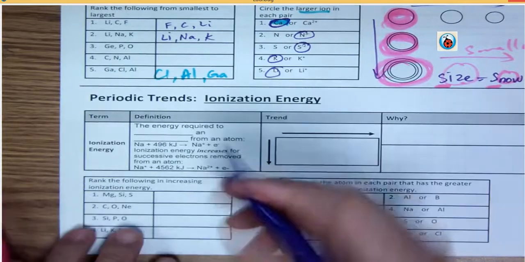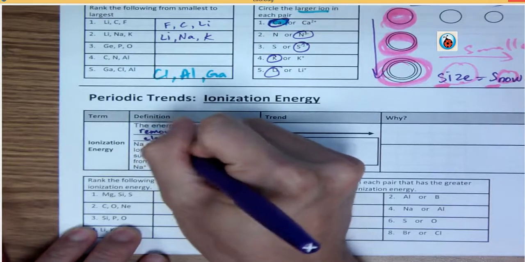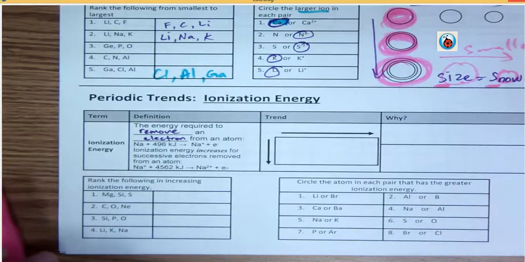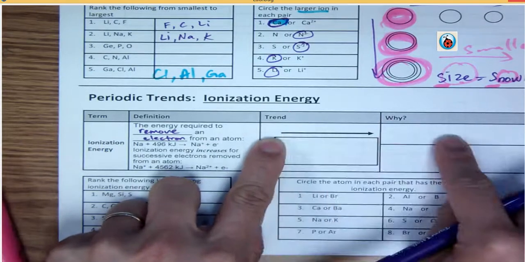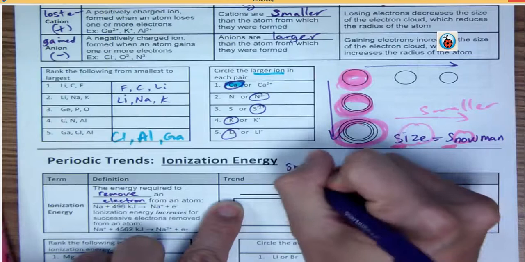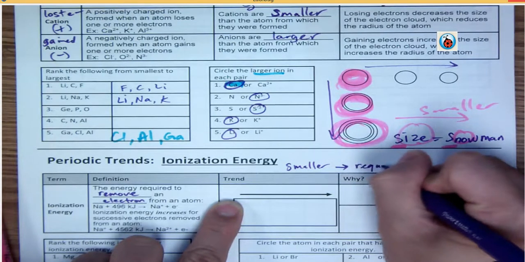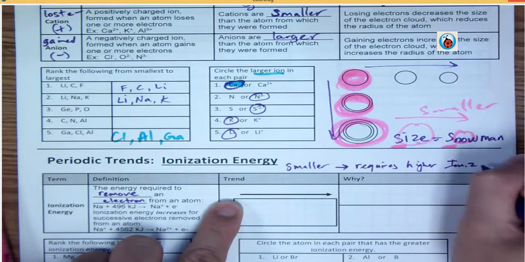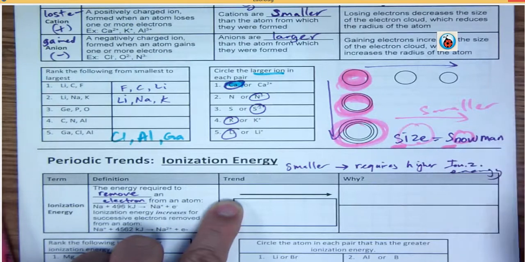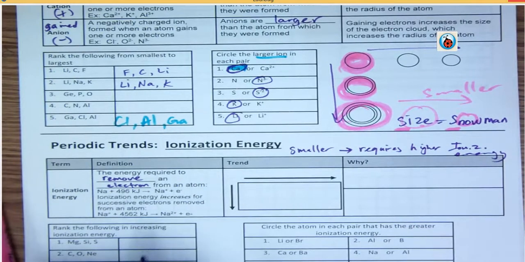The energy required to remove an electron from an atom. So going left to right, remember, it gets smaller, so it's harder to remove. Smaller requires more energy, requires higher ionization energy. Okay? Smaller requires higher ionization energy. So it's harder to remove. Because they're smaller, they hold on to their electrons a lot closer and a lot tighter.